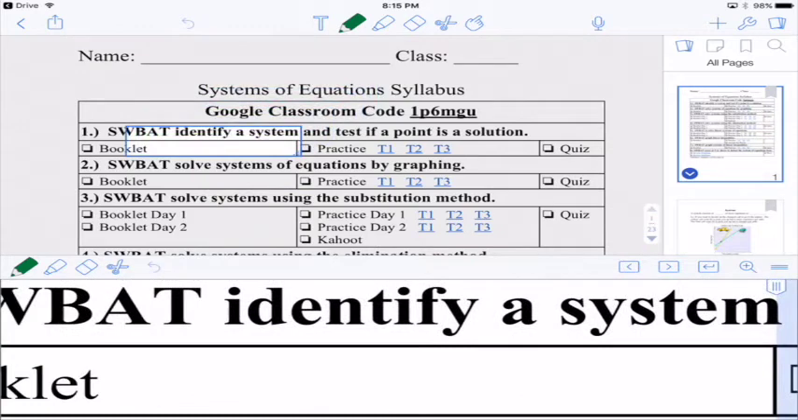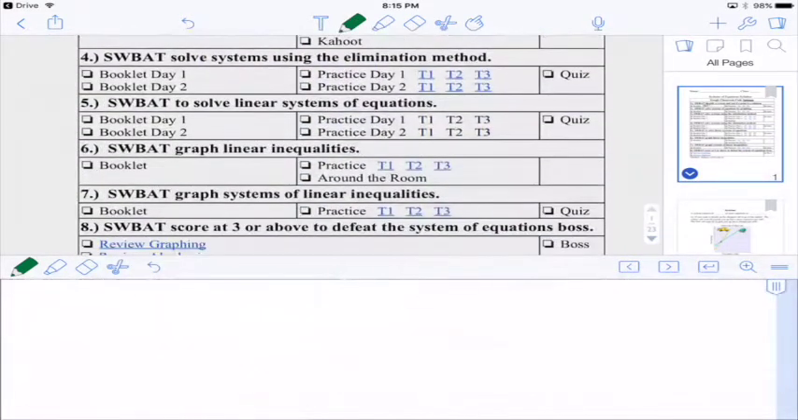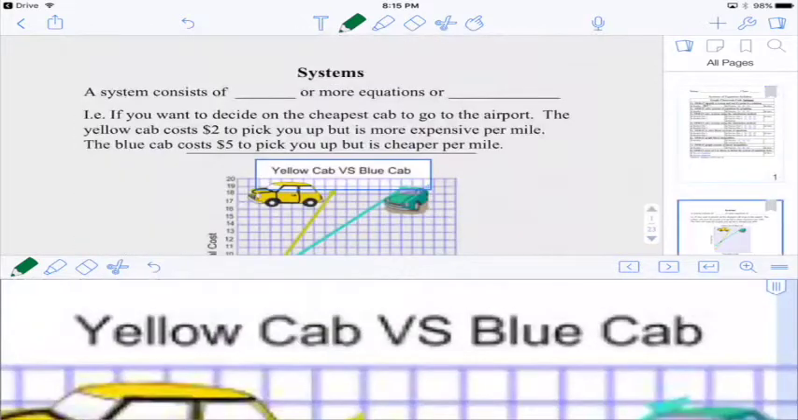But here we go. We got some systems of equations. So I'm going to try and get you a sense of what a system is. And here's part 1. I hope you like the short videos. I don't know if you do or not, but I think they're better. So here's systems of equations.